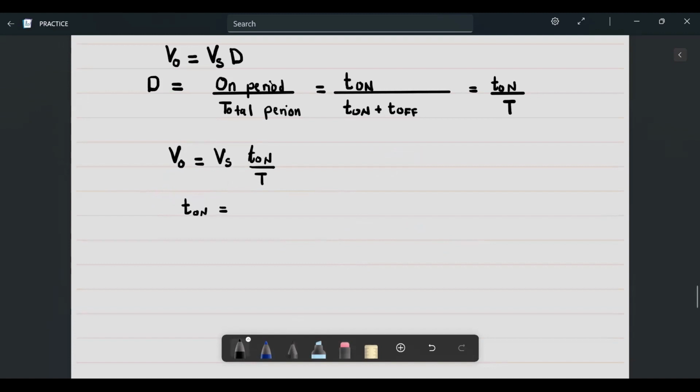So this is VO over VS times T. So you can find the total time period when it was on. Okay. Now what is T? Remember that T is equal to 1 over frequency.